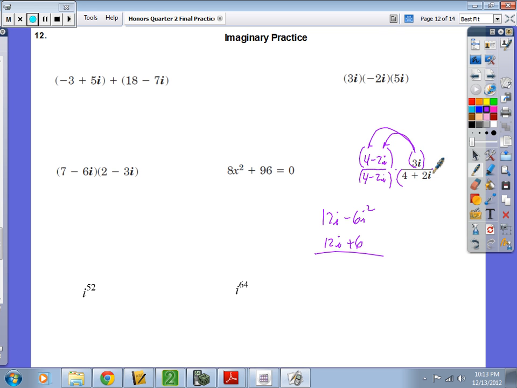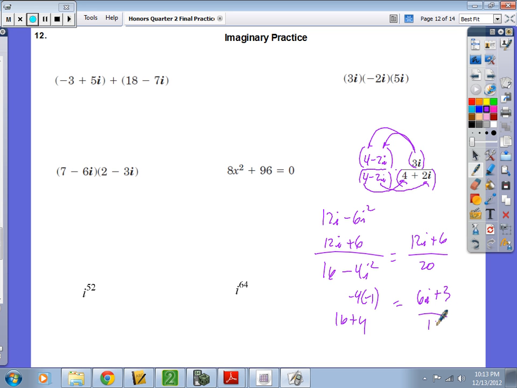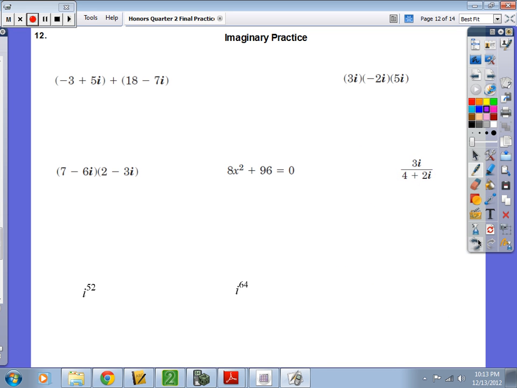The bottom: since I know that the middles are going to cancel, all I'm going to do is multiply first and first, that's 16, last and last. Minus 2i times 2i is a minus 4i squared, i squared is a negative 1, negative 4 times a negative 1 is a plus 4, 16 plus 4 is 20. So on top I got 12i plus 6. On bottom I got 20. Simplify the fraction. Divide by the GCF. They all can be divided by just 2. So it's going to be 6i plus 3 divided by 10. Done.